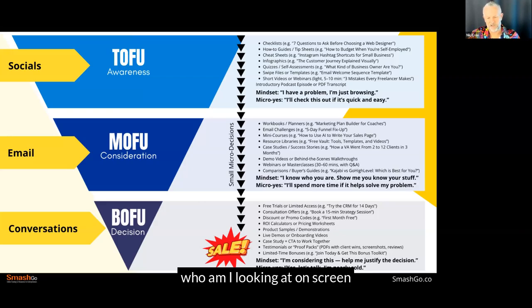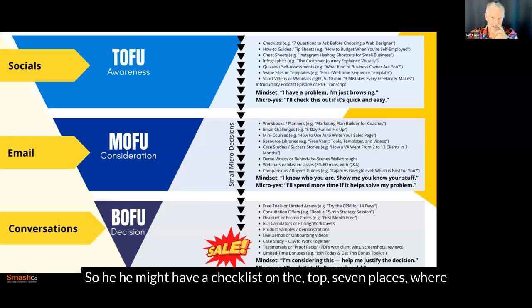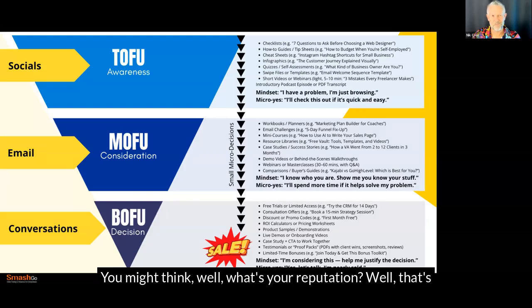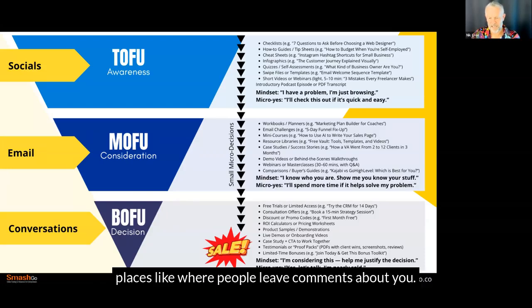Who am I looking at on screen at the moment? I can see Jeff Summers. He's the reputation marketing sort of guy. So he might have a checklist on the top 7 places where you can manage your reputation. You might think, well, what's your reputation? Well, that's places like where people leave comments about you.